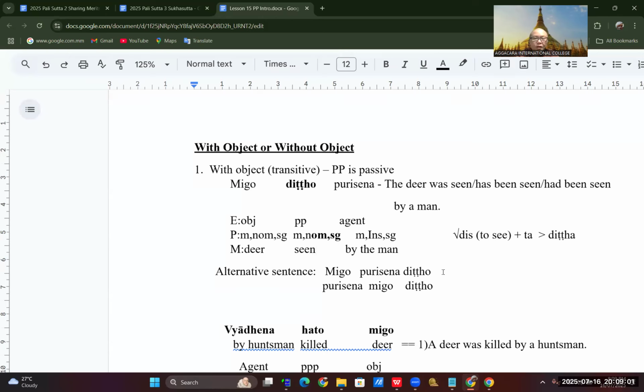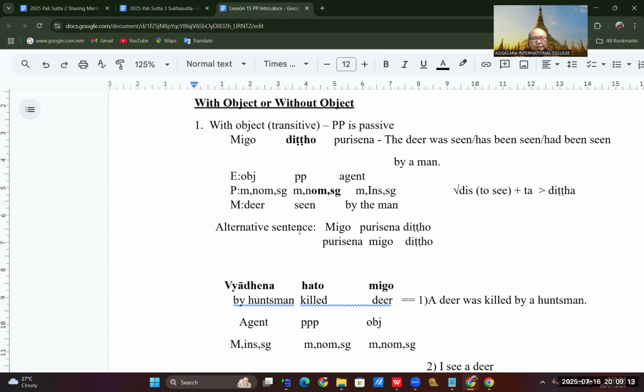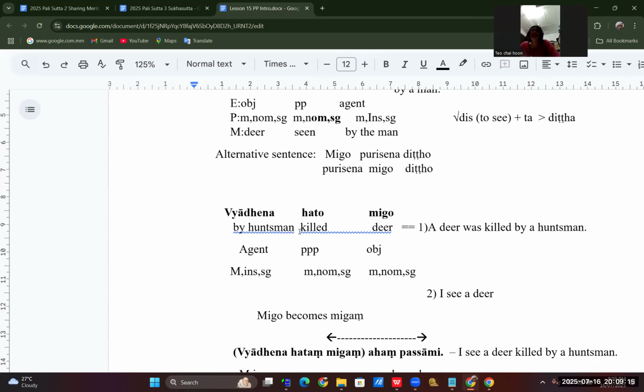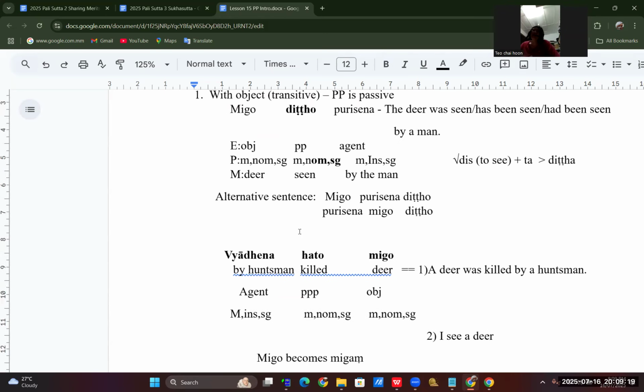All right. So how do you translate? The deer was seen, has been seen, had been seen by the man. So this is what we call having an object. All right. So this is another example also. Purisena dittho migo, cannot. Purisena ditthomigo, can also. Purisena, it's an alternate sentence.